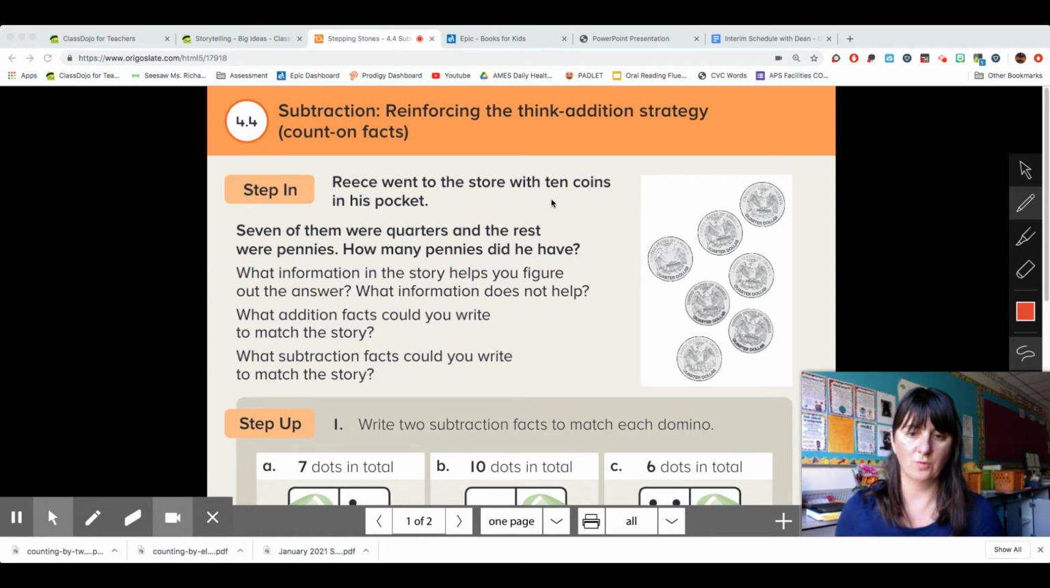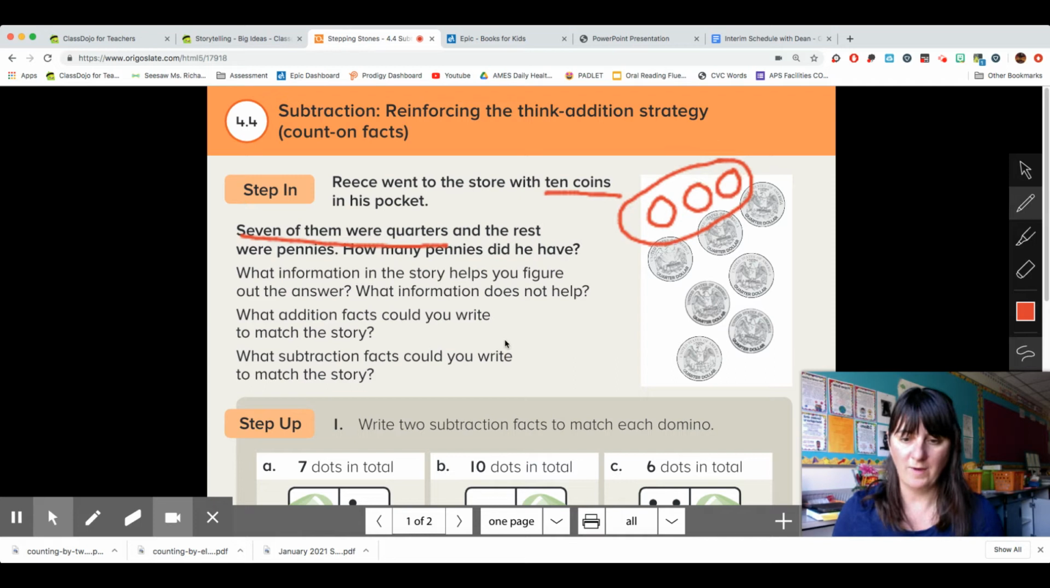And we know that we have a total of 10. So that's important information there. So 10 is our total. 7 of them are quarters, and that's what we have right over here. So here's 7, and we can count on or think addition to solve this. We're going to count on from 7 to 10. So 7, 8, 9, 10. That tells us that he had 3 pennies.